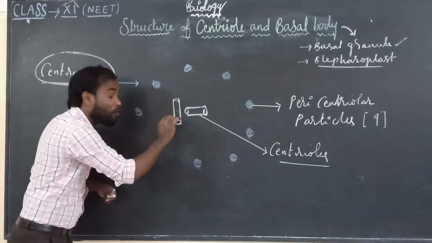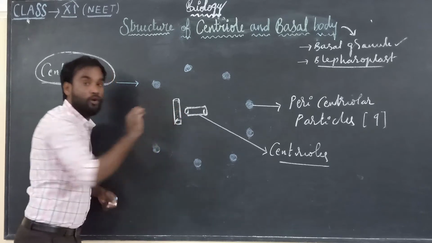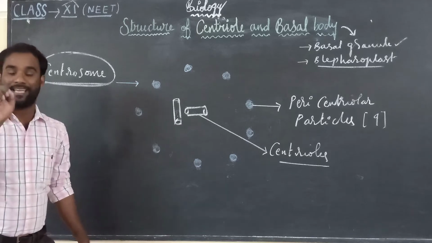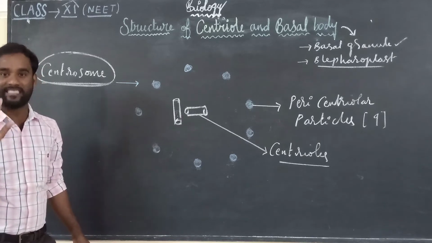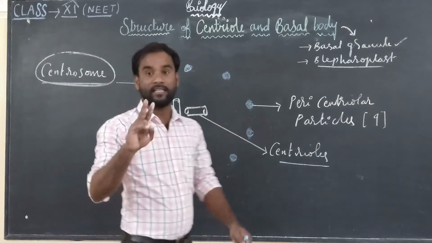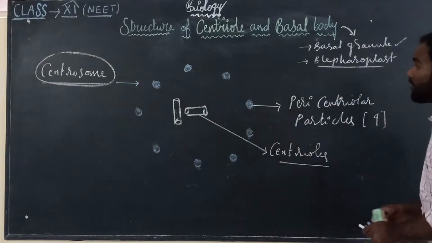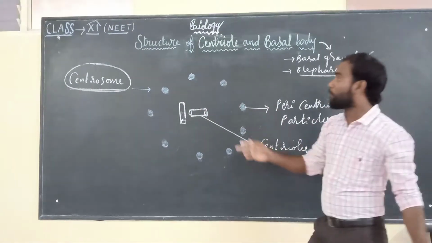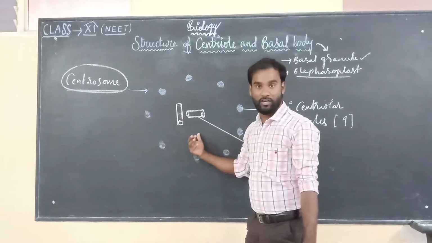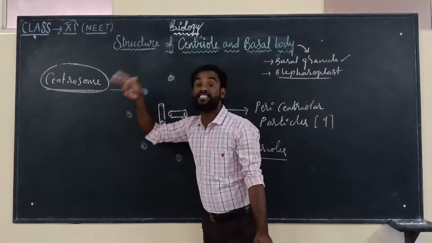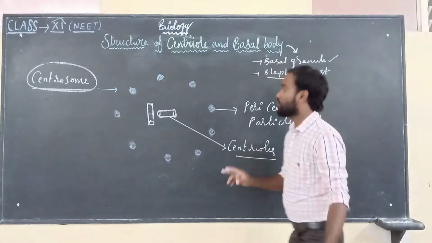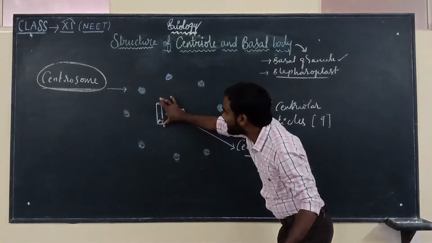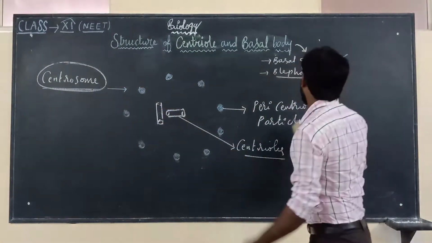Now we are going to study how this structure looks. How many centrioles are present in each cell? There are 2 centrioles. I hope you understood what is centrosome and what is centriole. Centrosome is the structure which contains 2 centrioles. So, this is the structure of a centrosome. Now, we are going to study the structure of a single centriole.